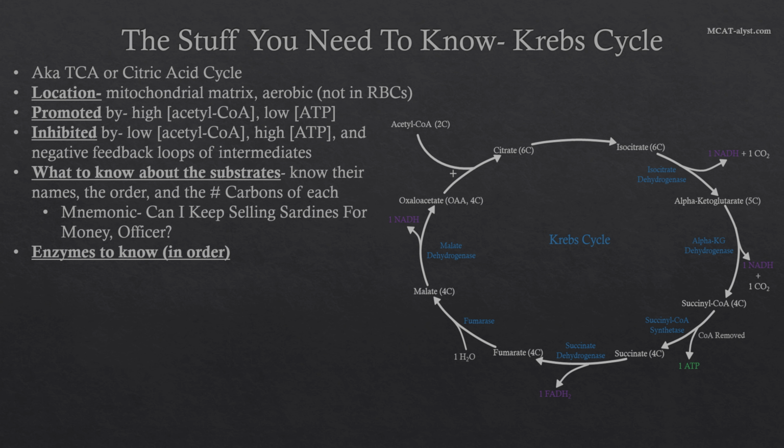So the first enzyme that you need to know is going to be isocitrate dehydrogenase, which is going to turn the 6-carbon isocitrate into the 5-carbon alpha-ketoglutarate, a redox reaction and decarboxylation that's going to produce NADH and carbon dioxide as well. Alpha-ketoglutarate dehydrogenase is then going to pretty much do the exact same thing, producing the now 4-carbon succinyl CoA, a redox reaction and decarboxylation that is also going to produce NADH and carbon dioxide. Basically the same reaction twice in a row, just with a different substrate.